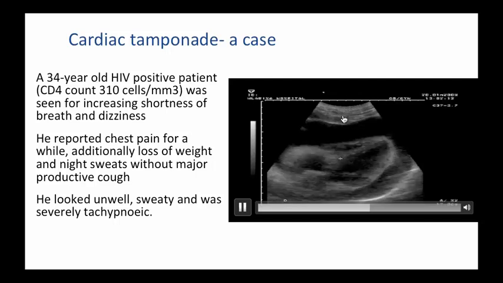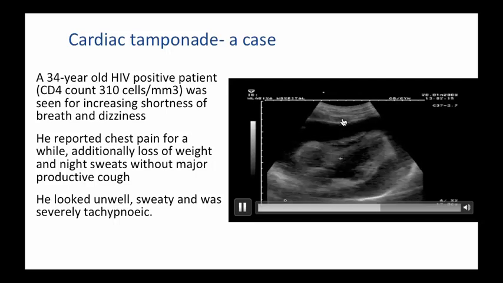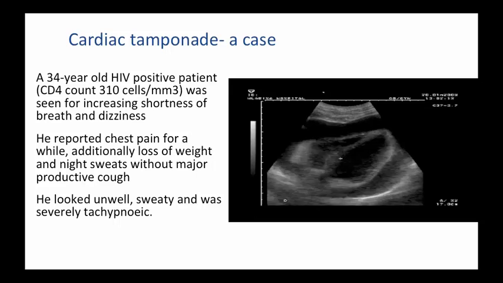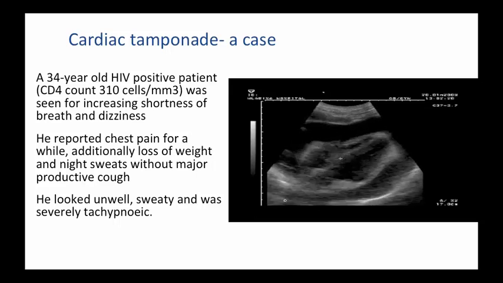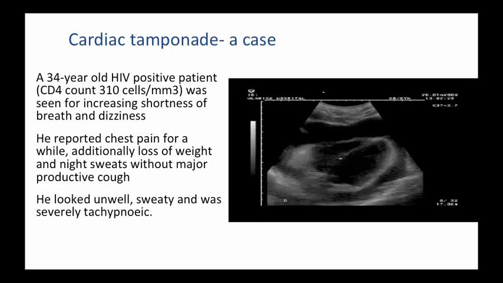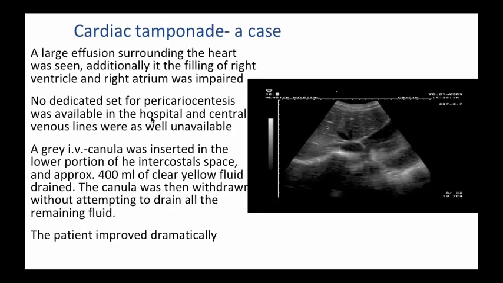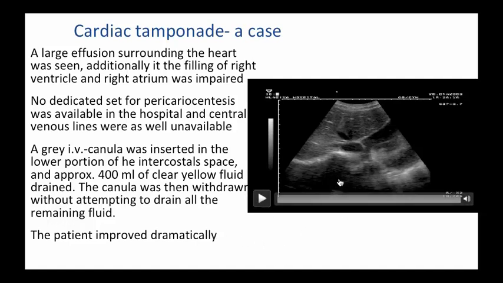We went through the transcostal route, just like we do a pleural aspiration. We did a pericardial aspiration, and 400 cc of a clear yellow fluid were drained. The cannula was then withdrawn, and we did not attempt to drain all the remaining fluid. We just wanted to drain a little bit so that there would be enough space in the pericardial sac to allow blood to come in. And the patient clinically improved dramatically in the next 15 minutes.